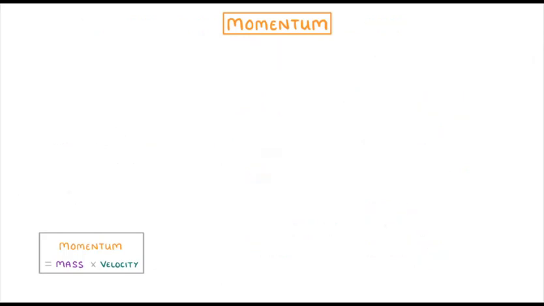The one thing we haven't mentioned yet is that you need to know that the letter symbol for momentum is rho, which looks like a P. So the momentum equation can also be written as P equals mv.